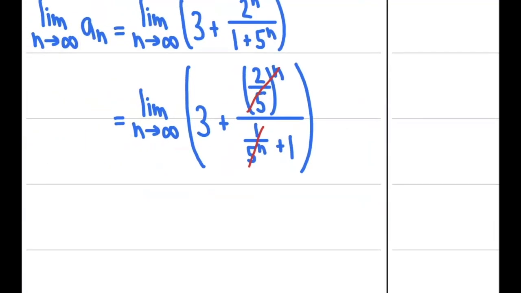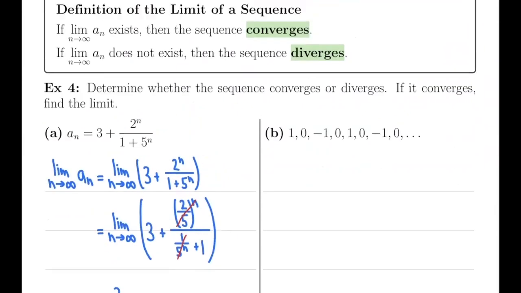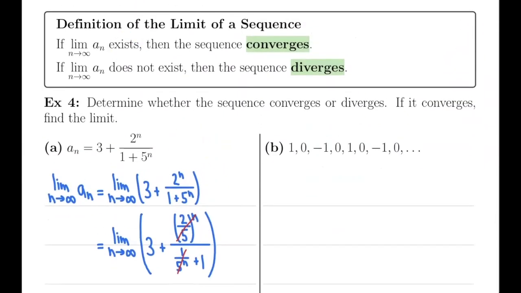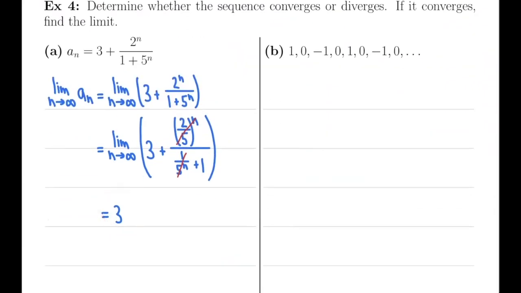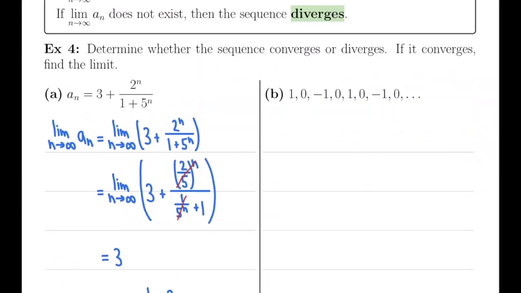So this is basically 0 over 0 plus 1, which is 0. So you just have the limit as n approaches infinity of 3, so that's just 3. So does the sequence converge or diverge? So remember, if the limit exists, the sequence converges. So the limit does exist, it's 3. Yes, you get a finite number. So therefore, a sub n converges to 3. So as n approaches infinity, basically the terms of the sequence are a bunch of numbers that are very close to 3.